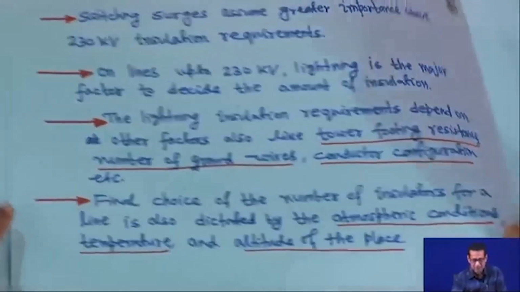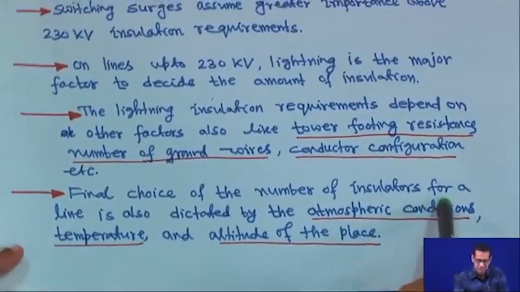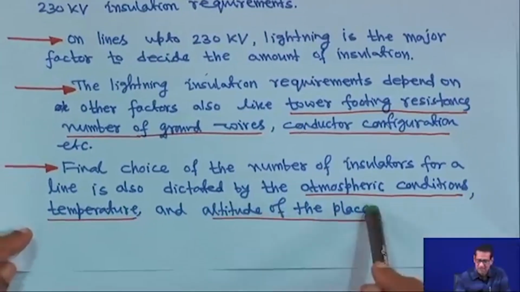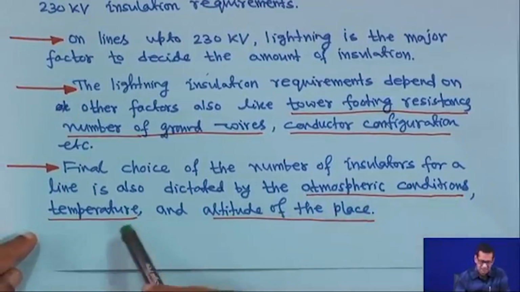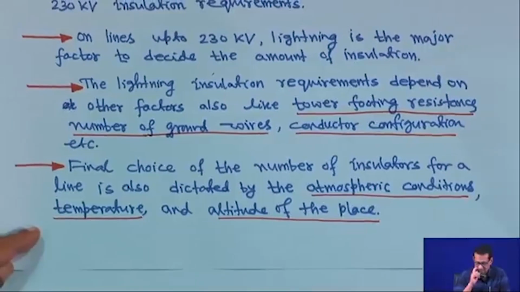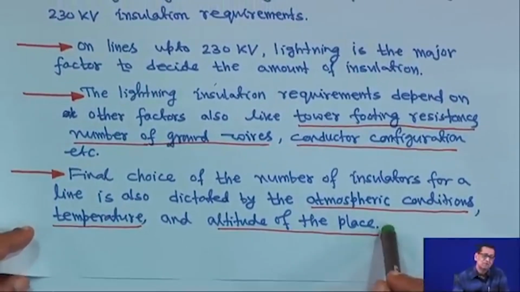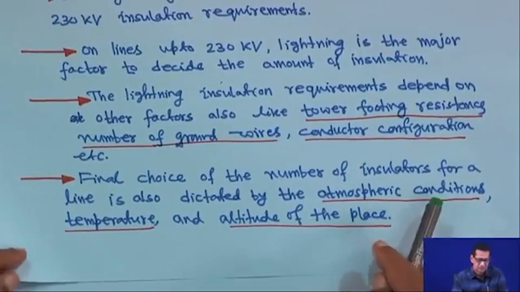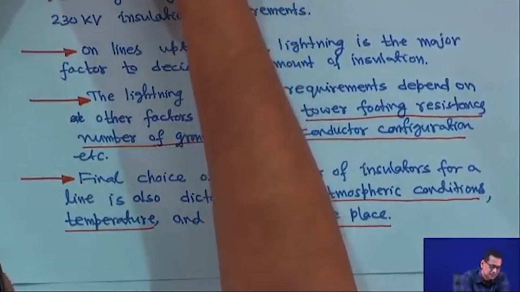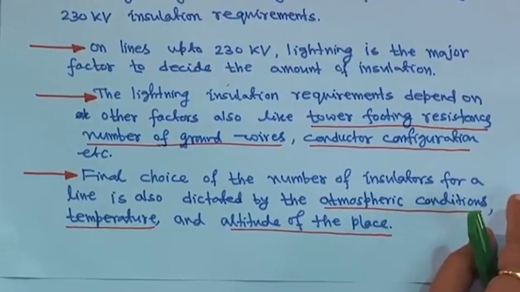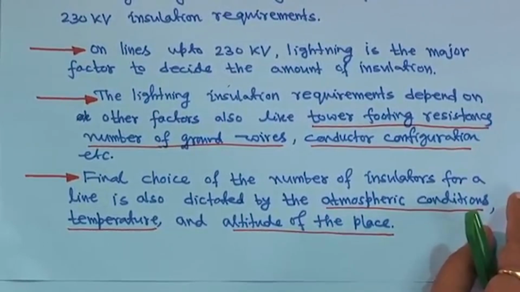The final choice of the number of insulators for a line is also dictated by atmospheric conditions, temperature and altitude of the place. So, many factors are associated with the number of insulators for a line. This is general knowledge that we need before choosing the correct insulator for a particular voltage level.